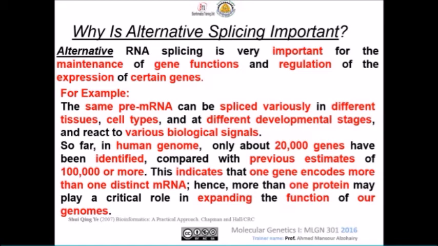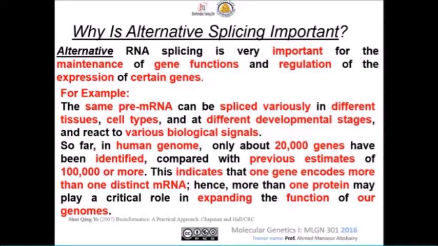So far in the human genome, we have identified only about 22,000 genes or so, compared with previous estimates of 100,000 or more. This indicates that one gene encodes more than one distinct messenger RNA. Hence, more than one protein may play a critical role in expanding the function of our genomes.